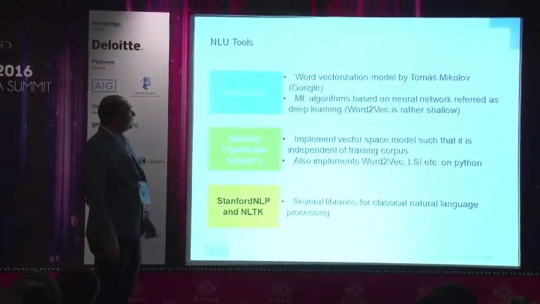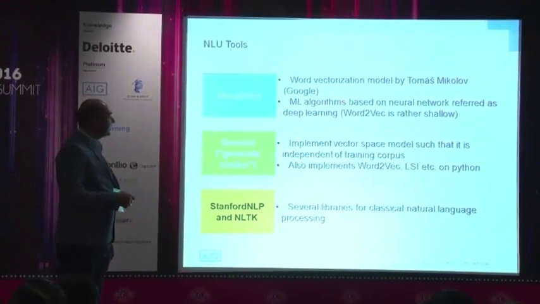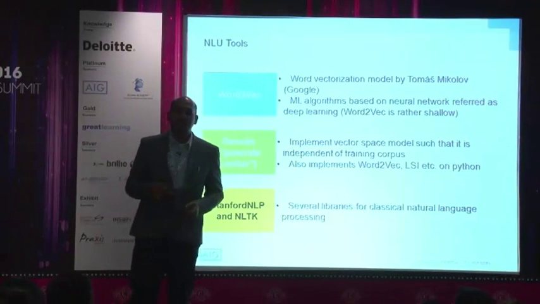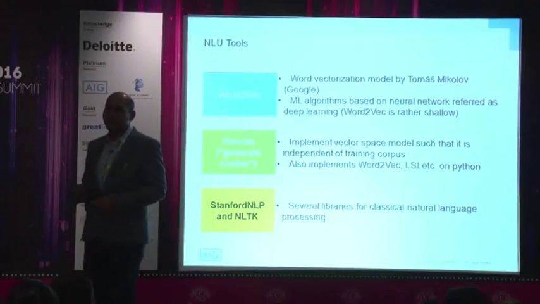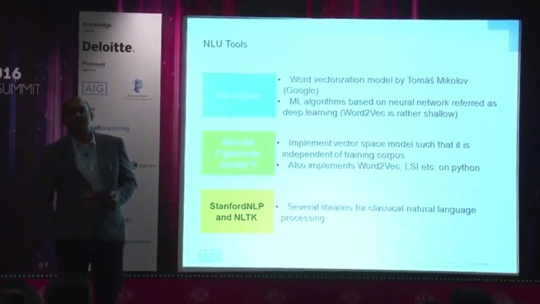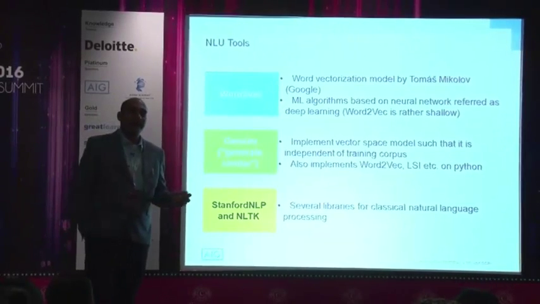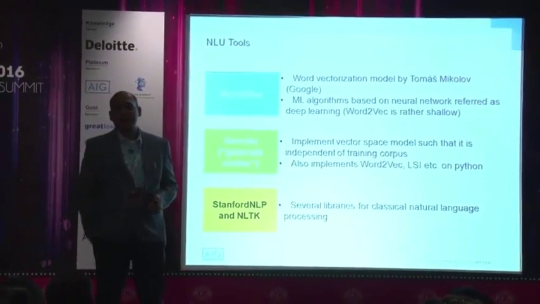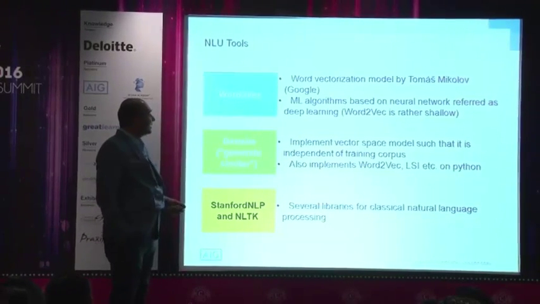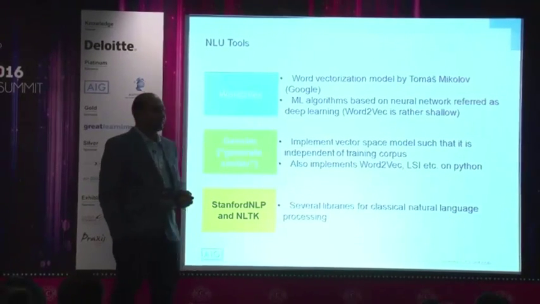So basically, word2vec is a word vectorization tool which was created by Thomas Mikolov when he was at Google. Google had it in around the 2006 timeframe. They released it publicly in the 2011 timeframe, and basically what it does is exactly what we saw in the previous slide.